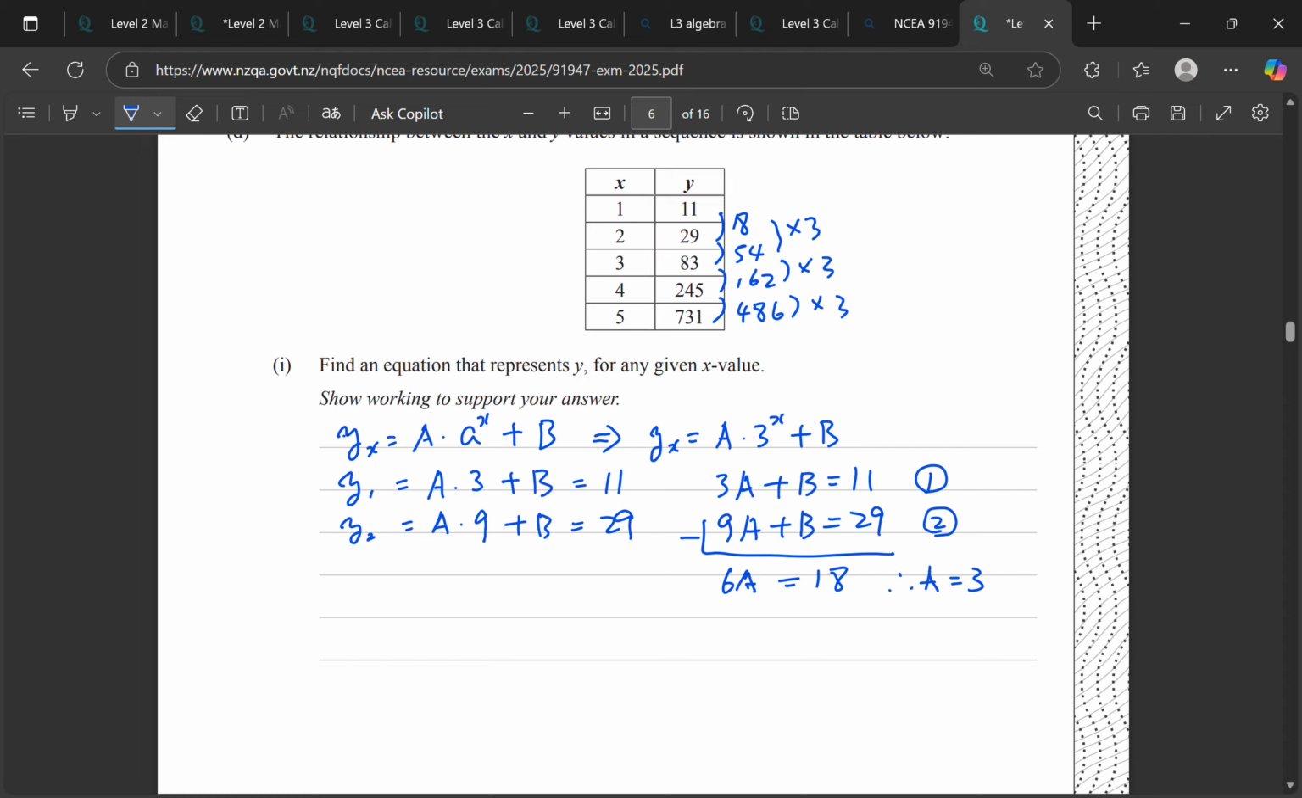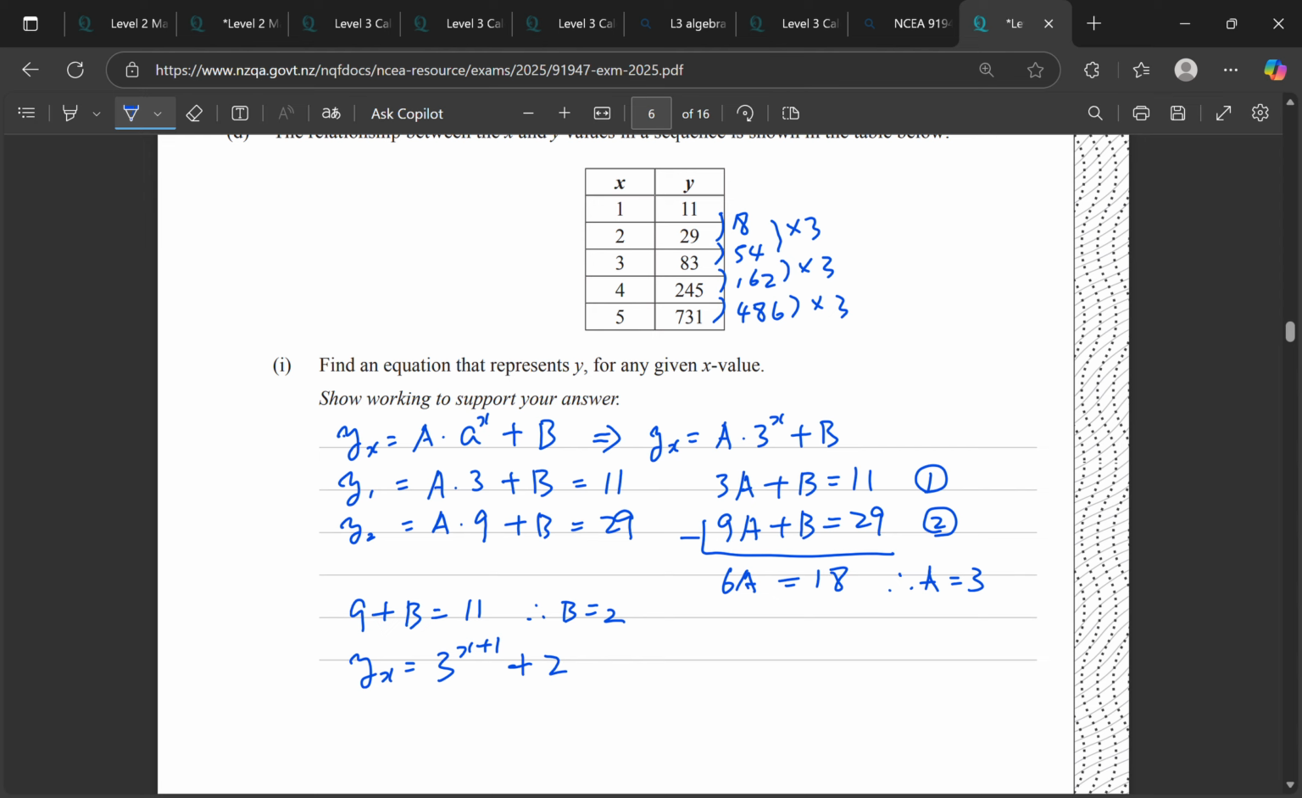Because A is 3, what is b? I can use equation number 1. So if I plug 3 into there, 3 times 3 is 9 plus b equals 11. Hence b is 2, right? So A is 3, b is 2. Hence the formula: A is 3, so 3 times 3 to the power of x, I can simplify. Do you know what I'm saying? A is 3, so 3 times 3 to the power of x is 3 to the power of x plus 1, and plus 2.